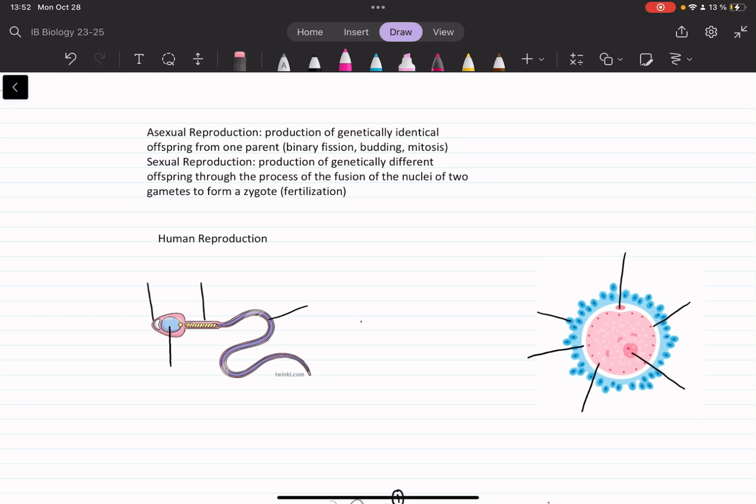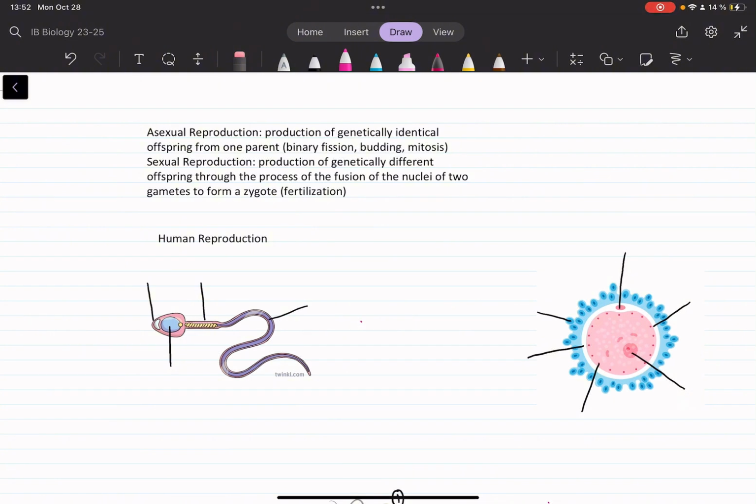So let's get started. Essentially, there's two different types of reproduction that we need to learn in the IB, and that's asexual and sexual reproduction. Asexual reproduction is the production of genetically identical offspring from one parent, examples of that being binary fission, budding, or mitosis. And sexual reproduction is the production of genetically different offspring through the fusion of the two nuclei of two gametes to form a zygote, which is essentially fertilization. The fusion of the two nuclei is fertilization.